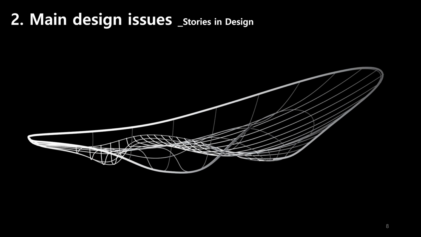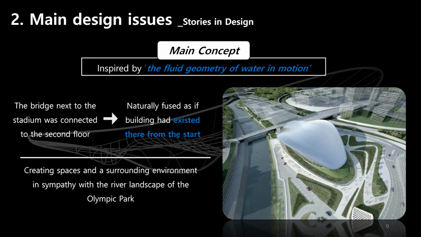Next, we introduce the main design issues of the London Aquatic Center. The main concept of the Aquatic Center is the fluid geometry of water in motion, and its most characteristic feature is the bridge next to the stadium, which was connected to the second floor. It naturally fused as if the building had existed there from the start.